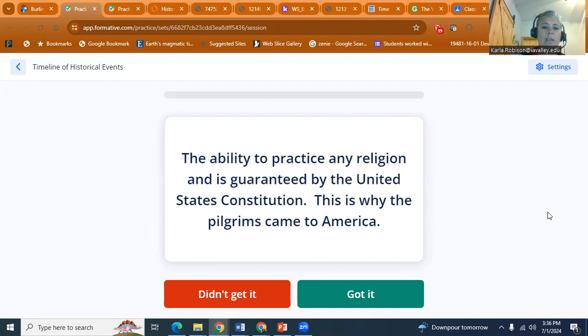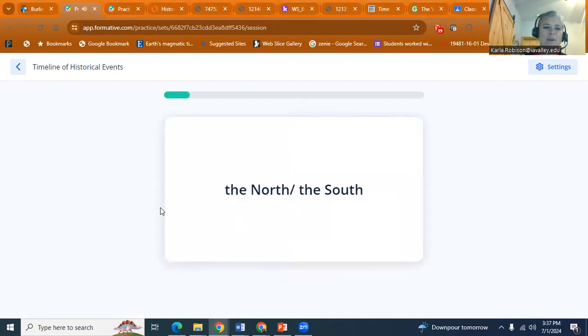And that is why the Pilgrims came to America. Okay, so religious freedom. And if you had it memorized and you got it, say you got it. But if you didn't know it, say you didn't get it. So to move on to the next, click one of them.